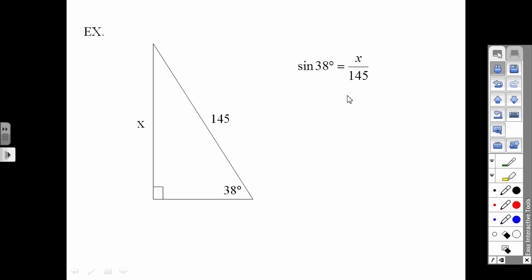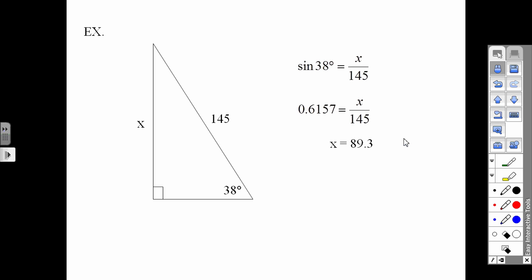And so now we're going to just use our calculator. You're going to figure out what the sine of 38 degrees is. That's going to be a decimal. And then to get x by itself, we're going to cross multiply. So we're going to multiply these two numbers together and solve for x. So x comes out to be 89.3.